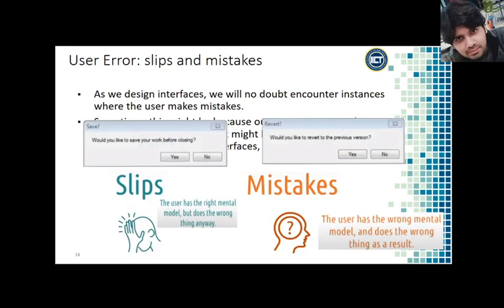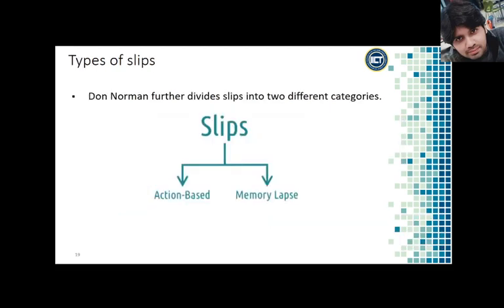So a slip occurs when the user knows the right thing to do but does the wrong thing instead. But a mistake occurs when the user doesn't even know the right thing to do. Let's discuss some types of slips. Don Norman further divides these slips into two different categories: action-based and memory lapse. Action-based slips are places where the user performs the wrong action, or performs the right action on the wrong object, even though they knew the correct action. They might click the wrong button or right-click when they should left-click.